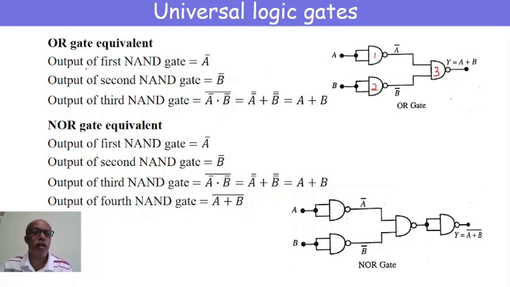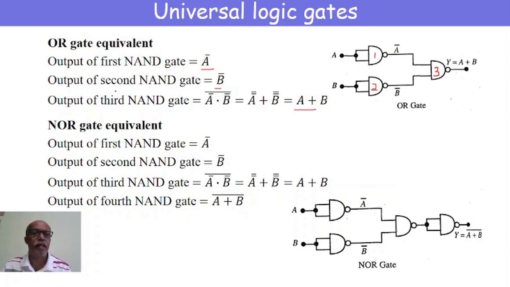You can see here, the output of the first NAND gate is A complement, the output of the second NAND gate is B complement, and the output of the third NAND gate is complement of (complement A and complement B). That will be equal to complement of complement A or complement of complement B, that is equal to A or B, which is the output of the OR gate. So we can get the output of the OR gate by making use of three NAND gates. Hence, the NAND gate can be used to realize the OR gate.